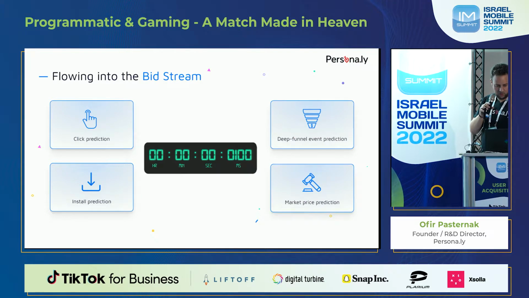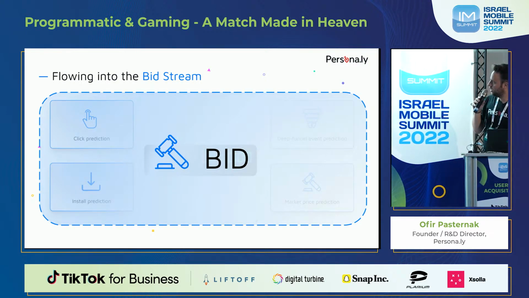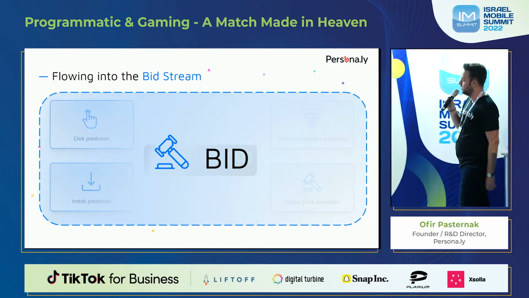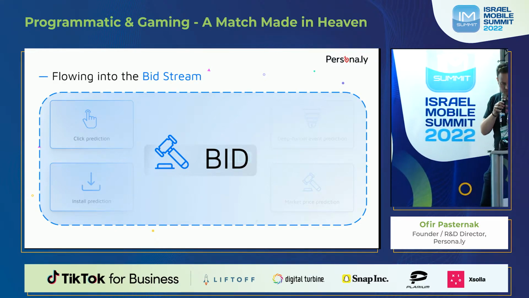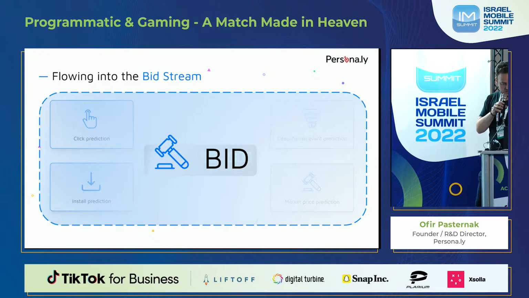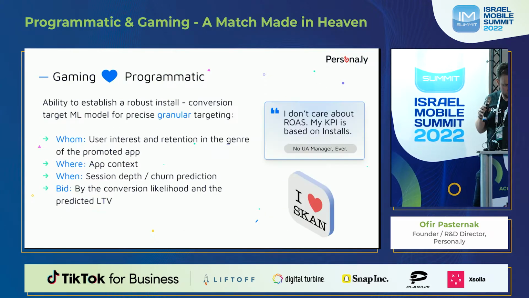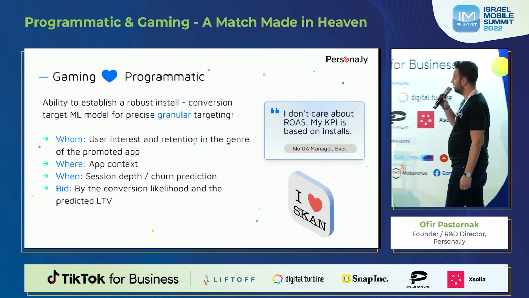So after those predictions, we have the bid stage. That goes to the exchange, and if the DSP is winning the bid, then the ad renders on the device, and then we expect the user to install and also perform a purchase. Okay, so gaming and programmatic, why is it such a good match?